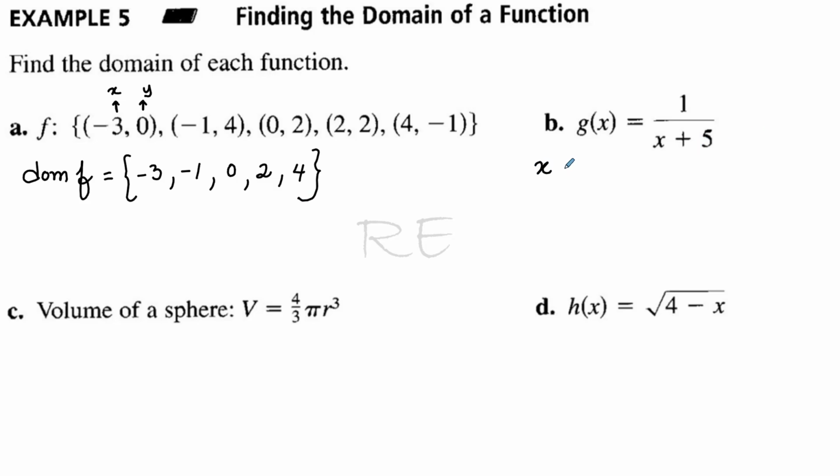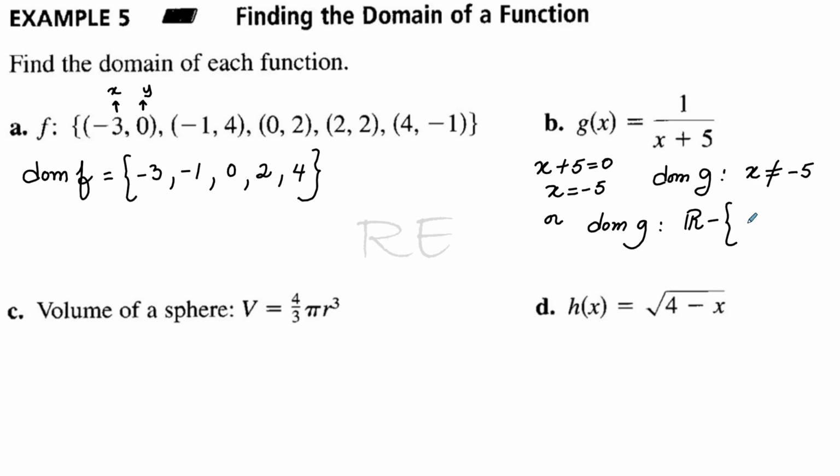For g of x, remember that we cannot divide by 0. When we set the denominator equal to 0, x equal to -5 will make the function undefined. So the domain is all x different from -5. In other words, we can write it: the domain of g is the set of real numbers R minus the singleton -5.